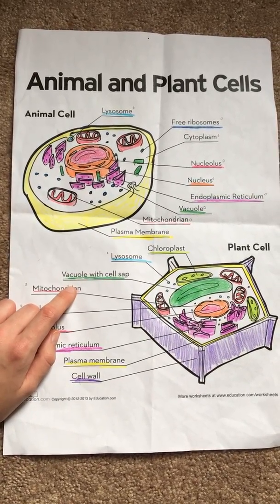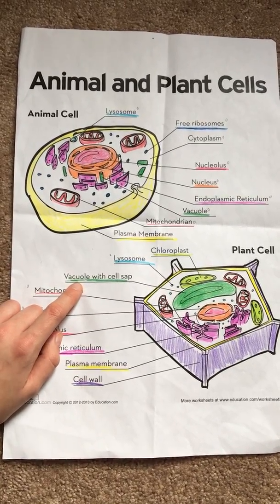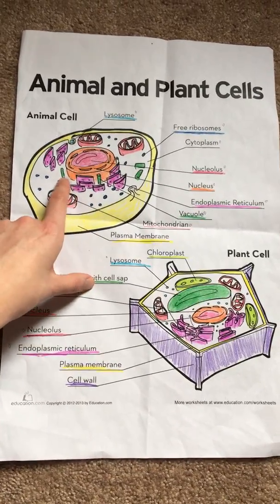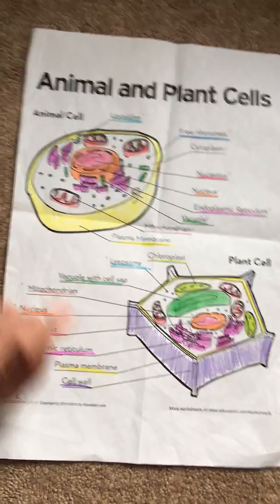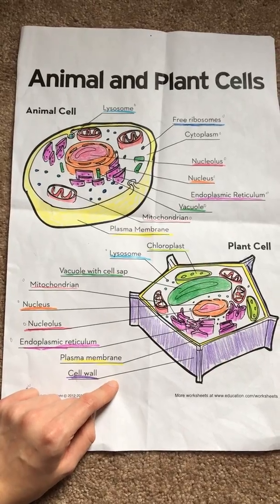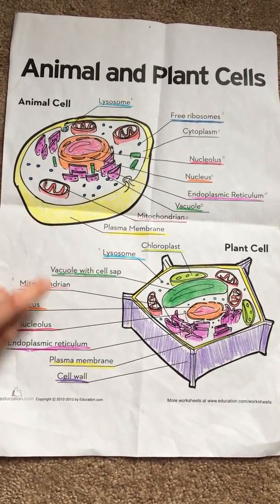And then a plant cell has one large vacuole with cell sap to store nutrients and to remove waste from the cell, where animal cells only have little vacuoles to store nutrients and remove waste. And then the plant cell has a cell wall, where the animal cell only has the cell membrane, but the plant cell has both.